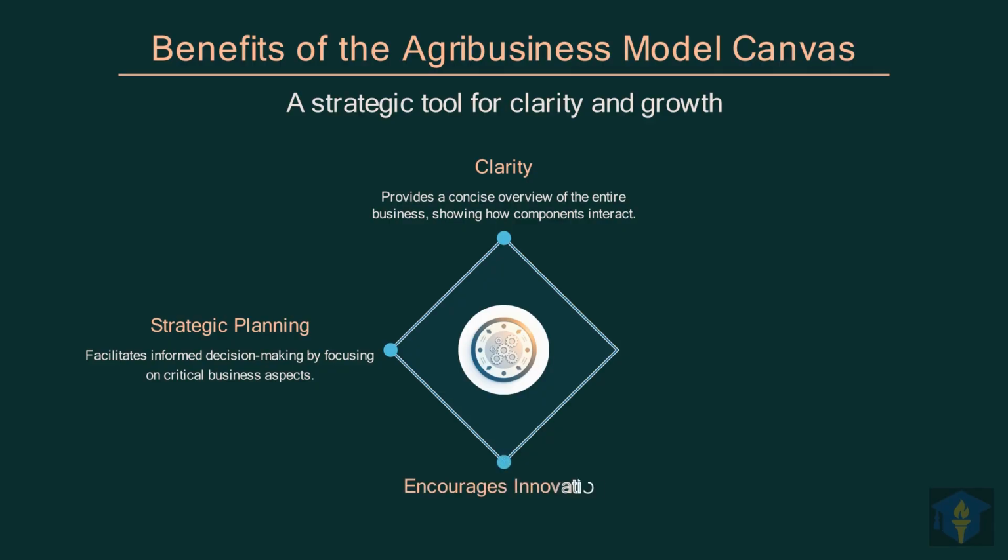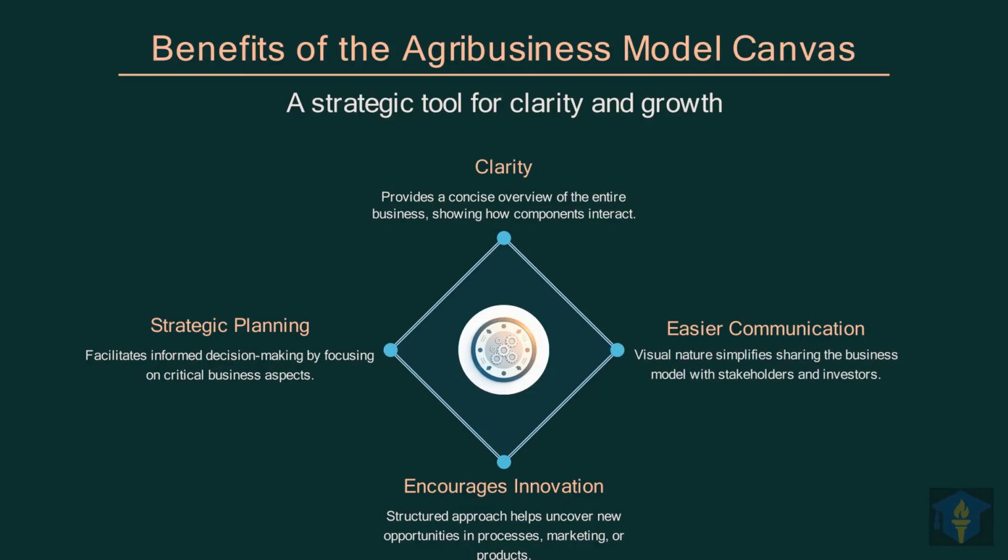The framework also actively encourages innovation within agricultural business operations. Its structured approach helps uncover new opportunities in processes, marketing, or products. Finally, the canvas enables much easier communication with various stakeholders and investors. Its visual nature simplifies sharing your complete business model in an accessible format.